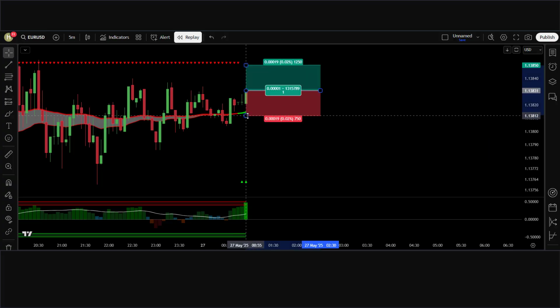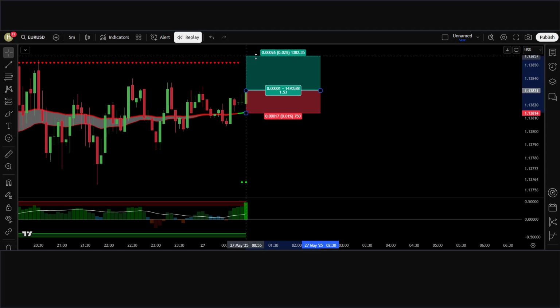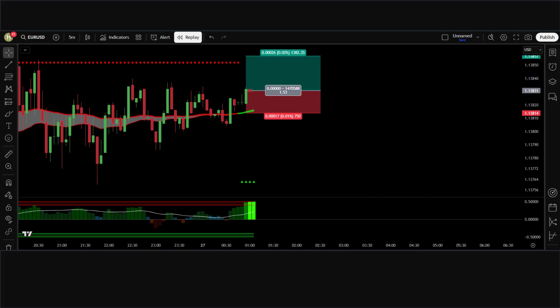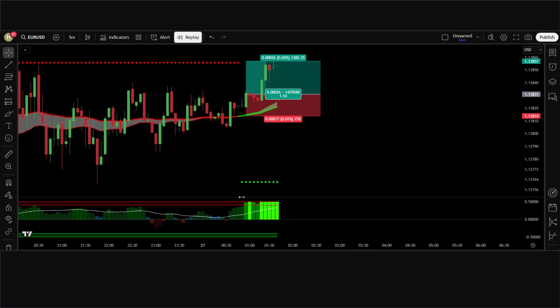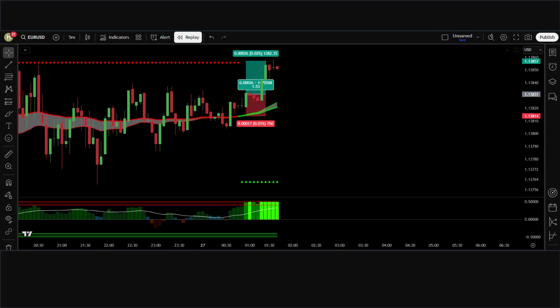Our stop loss will be placed at the green slow MA of Slingshot system indicator. And the risk to reward ratio will be 1:1.5. Let's see what happens to our trade. We have won the trade. Wait for the next signal.